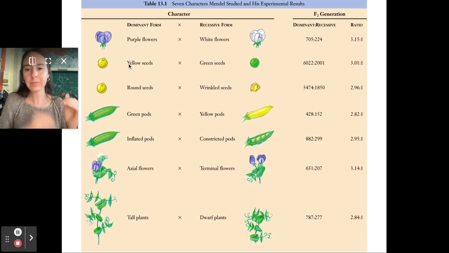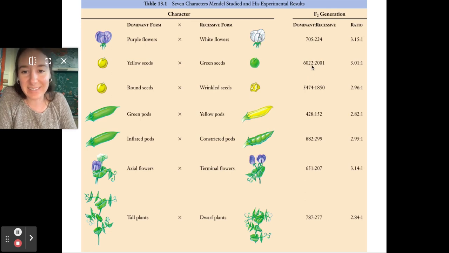So all the F1 generation would be yellow seeds, but then he crossed those F1 generations to get his F2, and he found 6,000 yellow seeds, the dominant form, and 2,000 green seeds, which is again a ratio of 3-1.